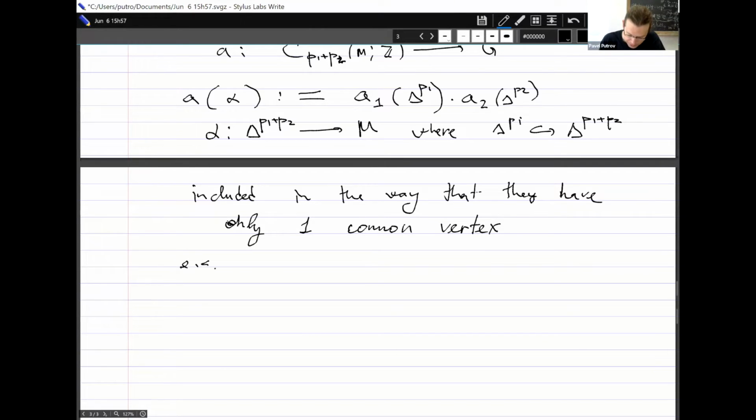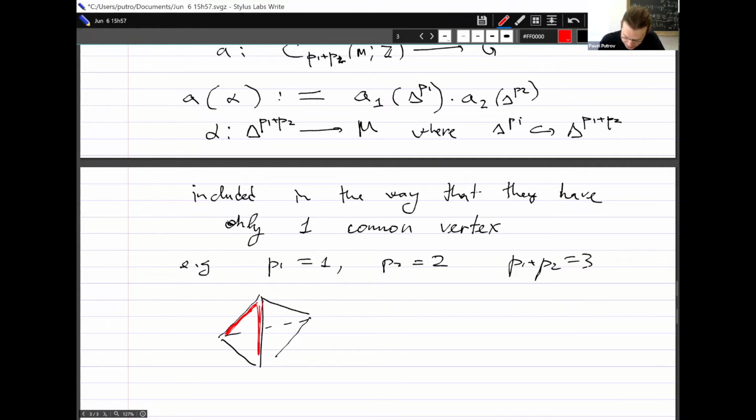For example, if P1 equals 1 and P2 equals 2, so the sum is 3, we have a three-dimensional simplex, which is a tetrahedron. They are always embedded as some of the natural subsimplices, so the set of vertices coincides with the set of vertices of the original simplex. This will be an example where we have this delta 2, and this will be delta 1.